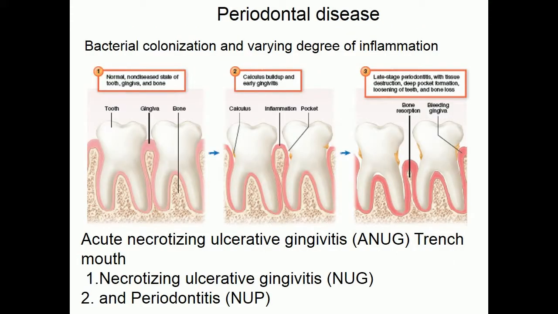Periodontal disease. Bacterial colonization and varying degree of inflammation. Acute necrotizing ulcerative gingivitis, NUG, trench mouth. One, necrotizing ulcerative gingivitis, NUG. Two, and periodontitis, NUP.